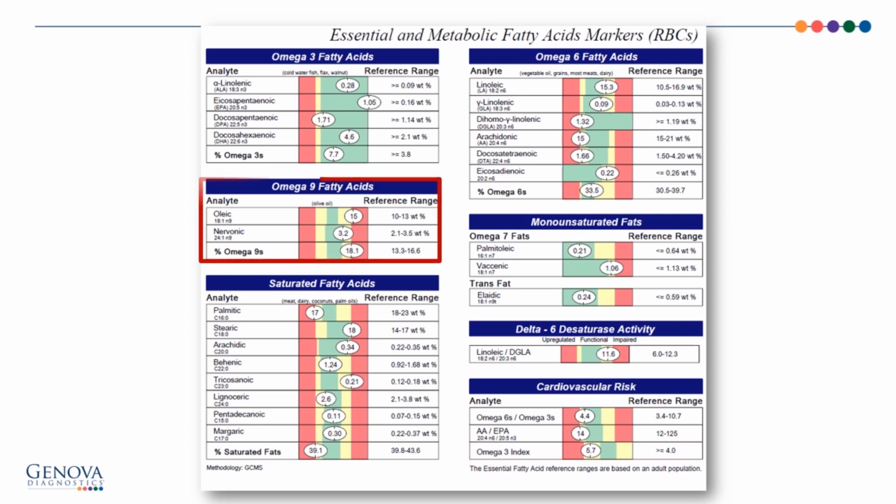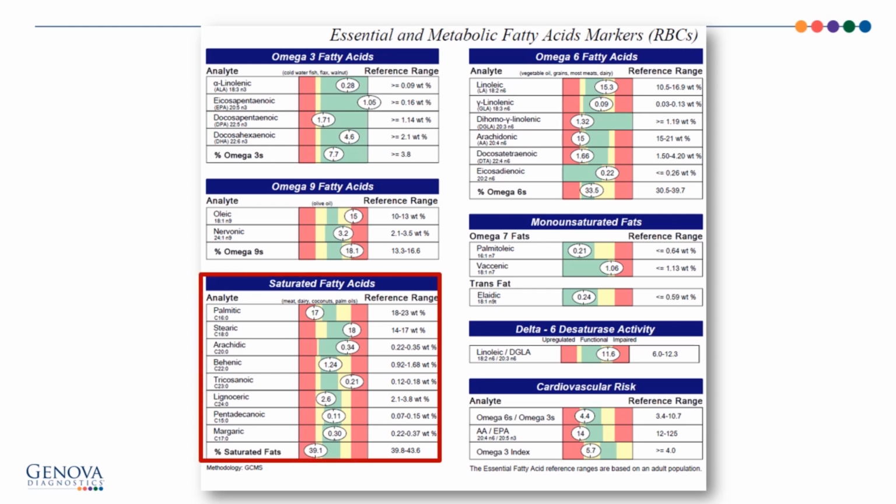The omega-9 fatty acids are generally judged through oleic, which looks reasonably strong here. I don't typically mind a little bit of an increase in omega-9s. Remember, they come from olive oil, avocado, and do have some anti-inflammatory qualities. For the saturated fatty acids, I'm basically going to look at the very bottom of the page, the overall percent of saturated fats. Here at 39.1, if anything, a little bit on the lower side. We do need saturated fats in our diet.